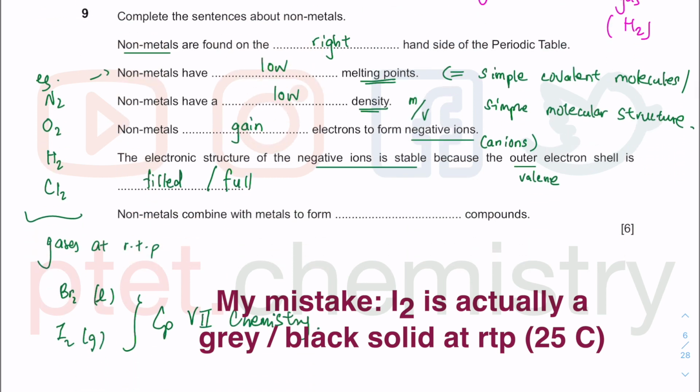Now the next one, nonmetals combined with metals. Nonmetal with metal, you will get an ionic compound. If it is nonmetal with nonmetal, then you will get a covalent compound, where you share electrons for covalent, and you transfer electrons from the metal to the nonmetal to form an ionic compound.